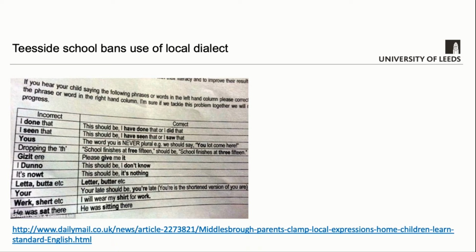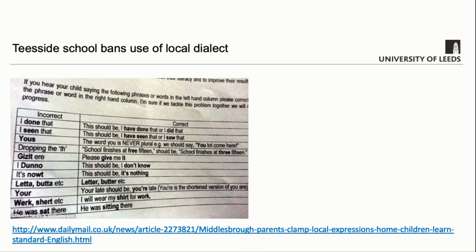So what you can see on screen is an excerpt from that letter. So this is what was sent home to parents in Teesside. And the table shows these 11 different language features. On the left-hand side, those that the school is banning, saying that they're incorrect, and then on the right-hand side, we've got the so-called correct alternatives.